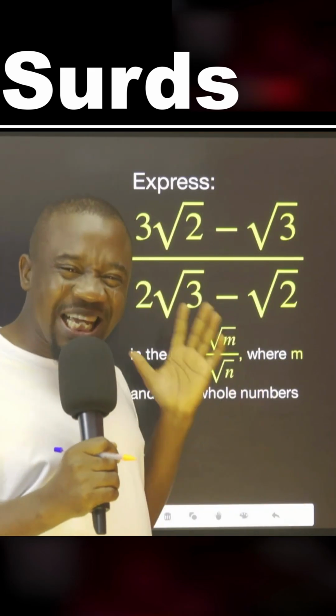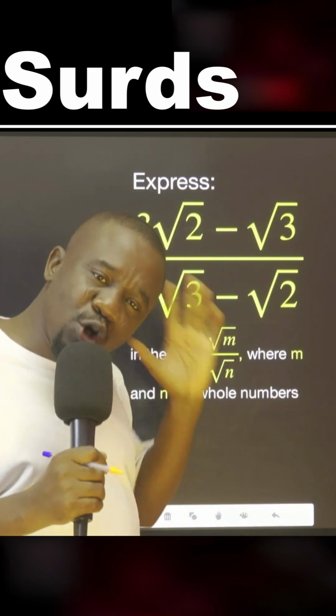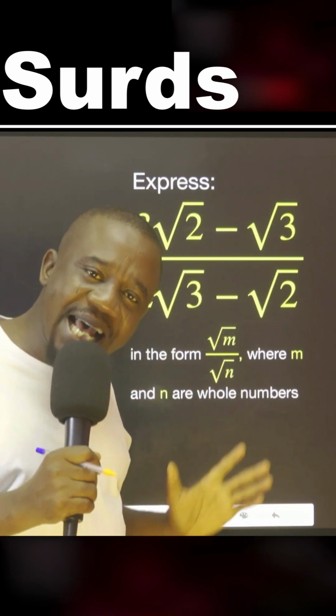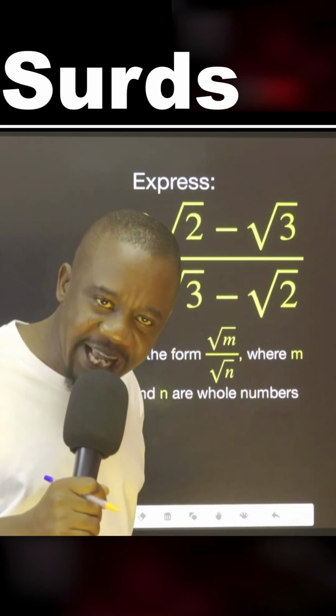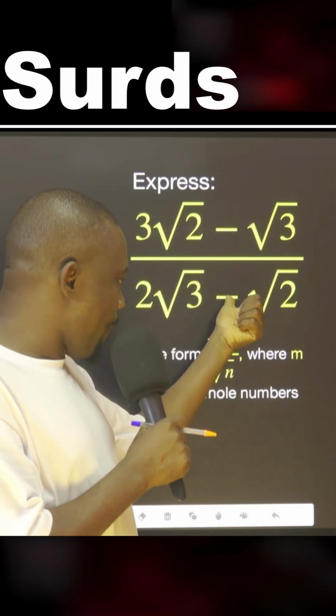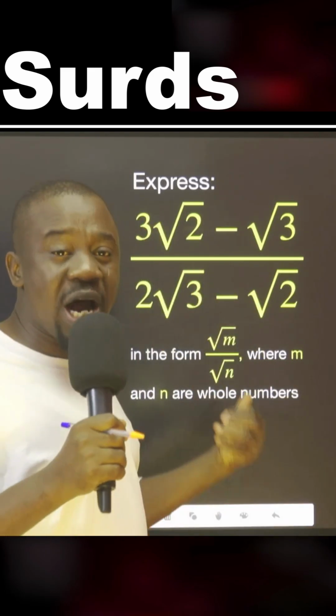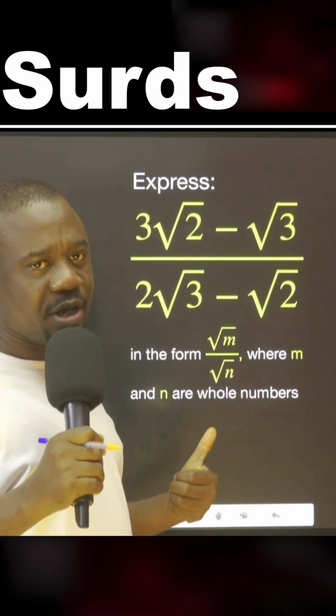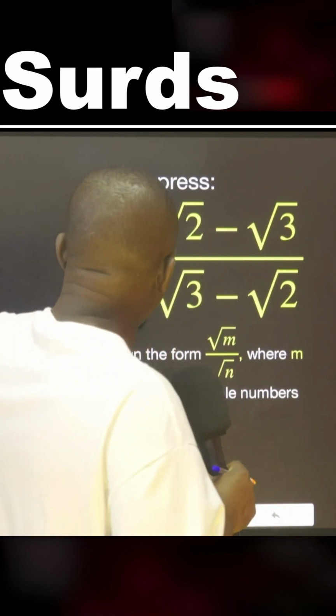If you have been following this class, I've told you several times, rationalize the denominator by the conjugate of the denominator. The conjugate of the denominator is the opposite of this. That is the only way you can remove the square root from the denominator. That is our target, okay? Let's go ahead and do that.